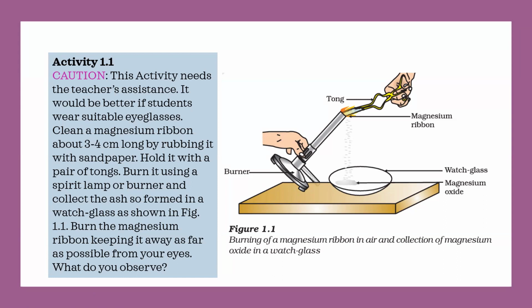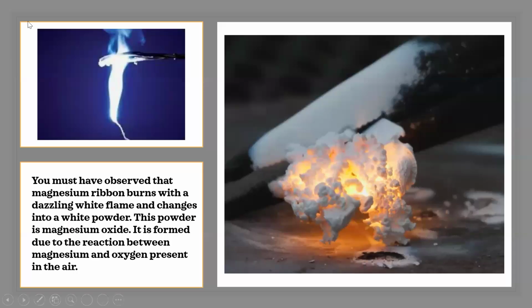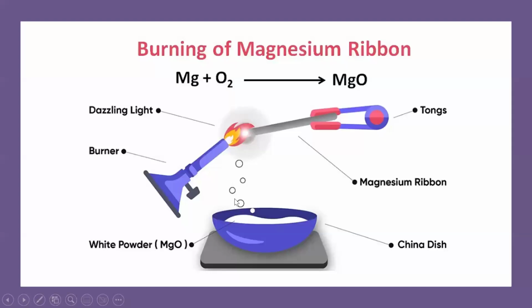Let us see what is the result we are getting out of that. See, on burning it, we will get a dazzling white flame, and it will get changed into white powder. Usually the ash will be collected in a white color. Like this the ash will be collected. This is because the reaction is taking place between the magnesium from the magnesium ribbon and the atmospheric oxygen. Here is a reaction.